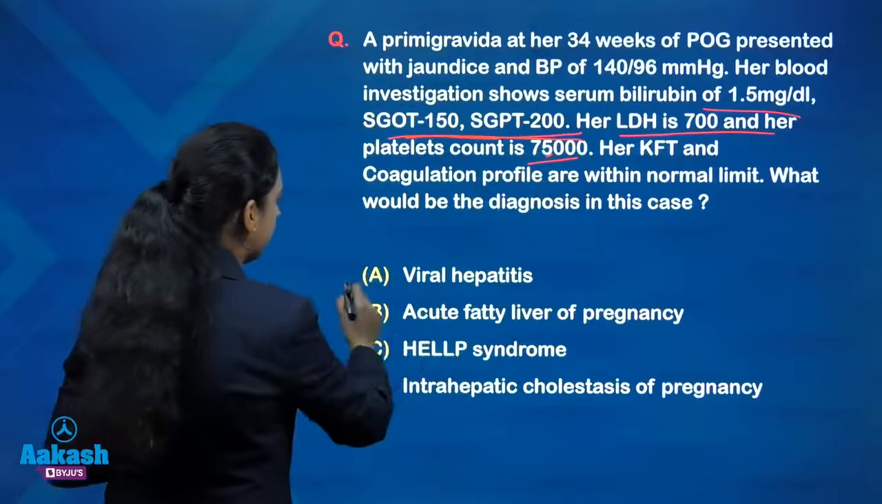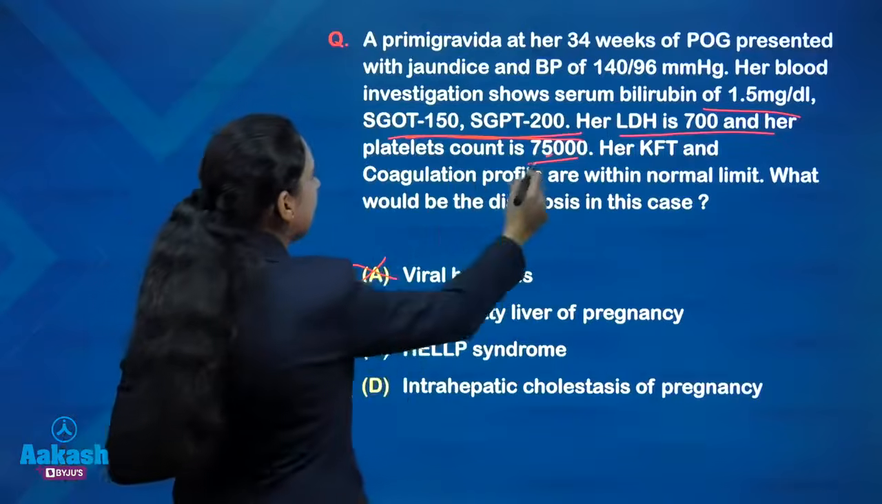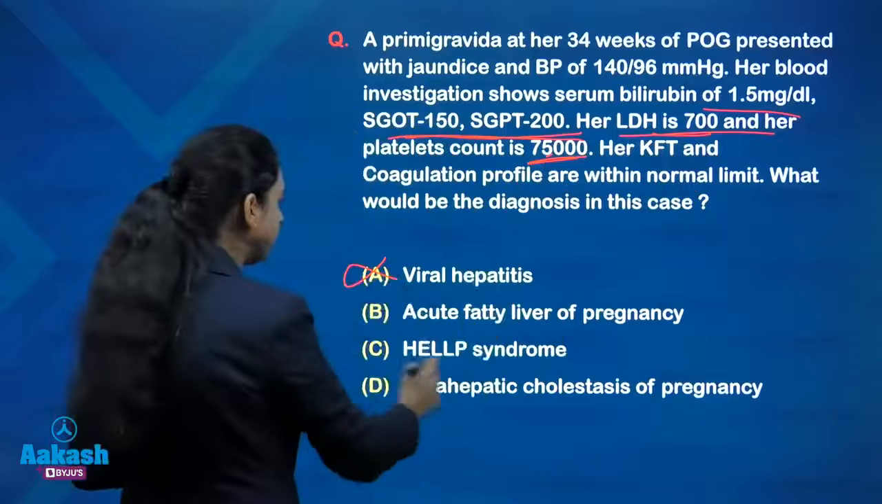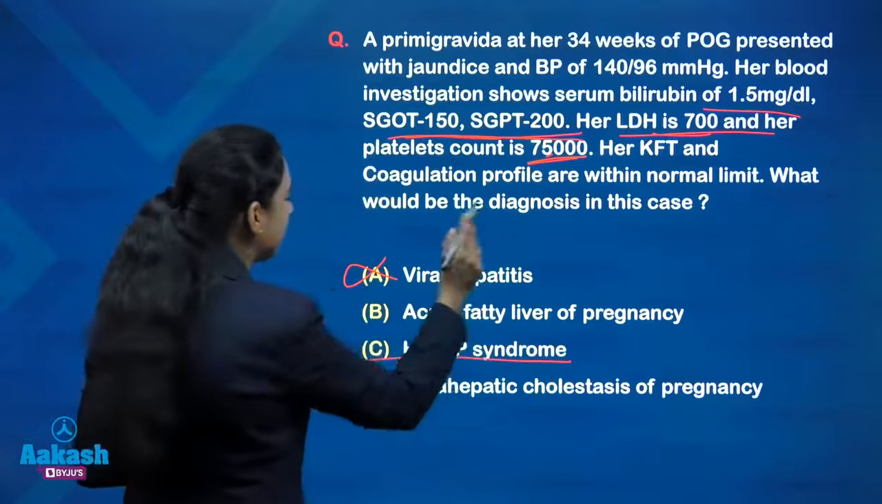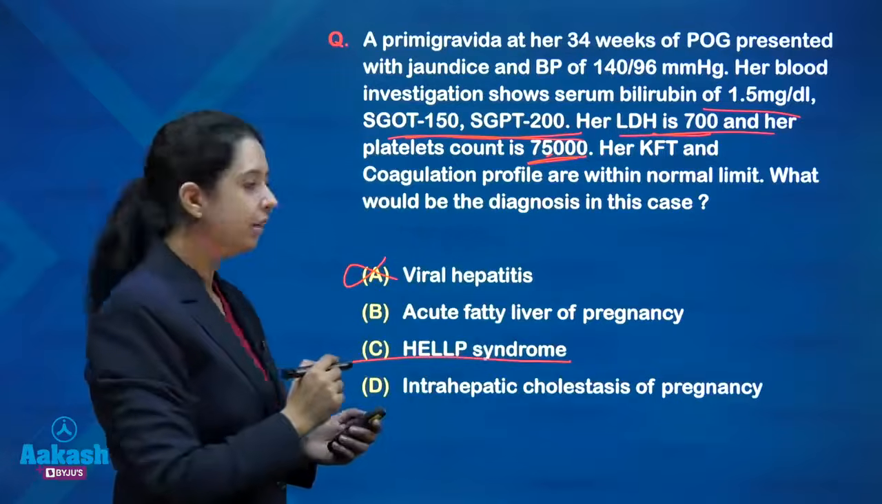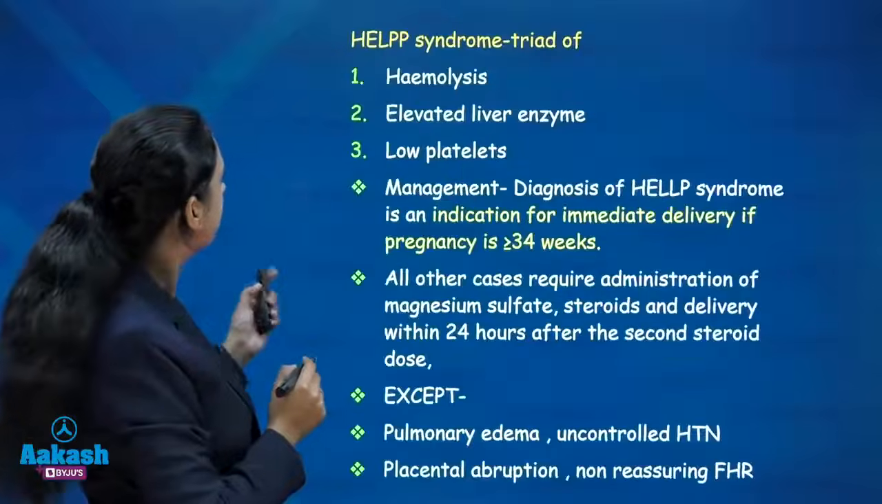Now, SGOT-SGPT is 150 to 200, not very high. So you can remove viral hepatitis from here. Platelet is less, LDH is high. Okay. So it seems to be HELP syndrome. Platelet and LDH will not be affected in intrahepatic cholestasis and acute fatty liver, right? Okay. So let's start with HELP syndrome.